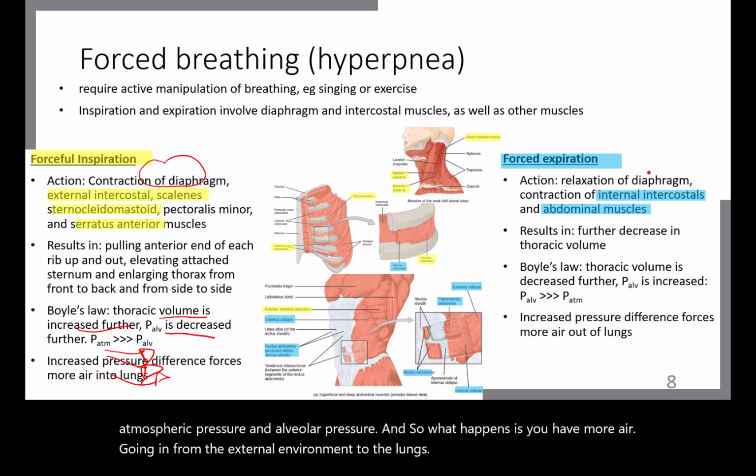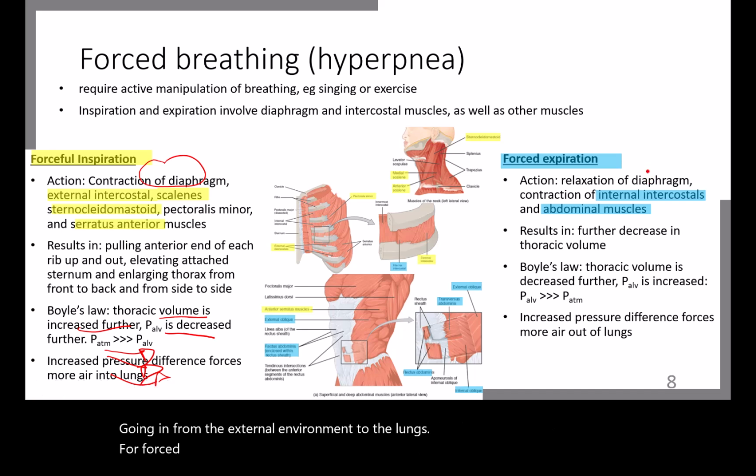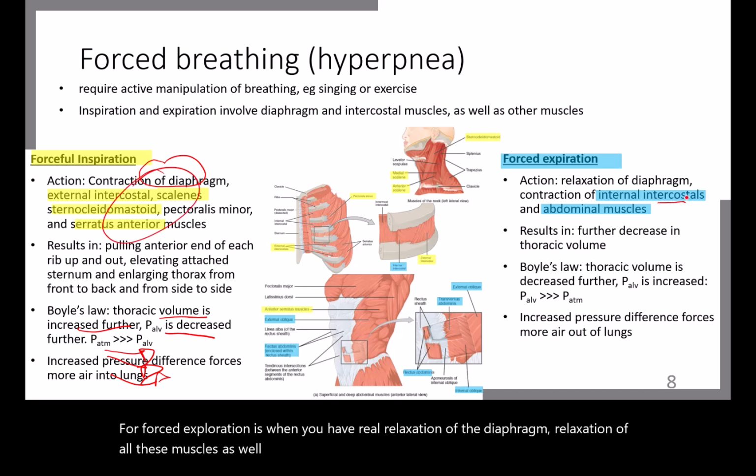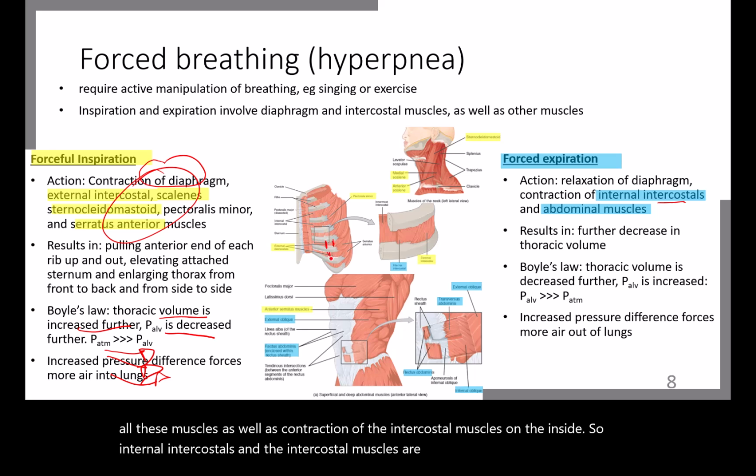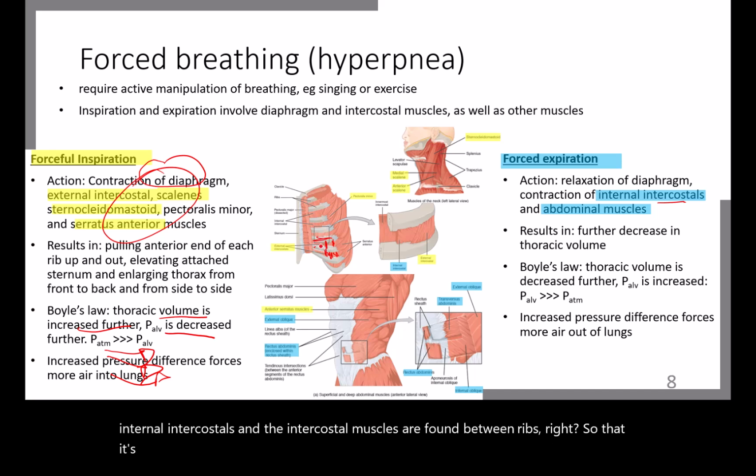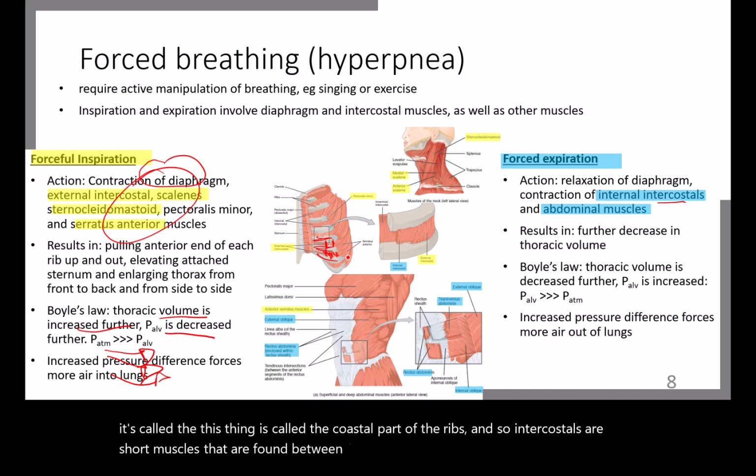Forced expiration is when you have relaxation of the diaphragm, relaxation of all these muscles, as well as contraction of the intercostal muscles on the inside, so internal intercostals. And the intercostal muscles are found between ribs, right? So this thing is called the costal part of the ribs, and so intercostals are short muscles that are found between one rib and the other.